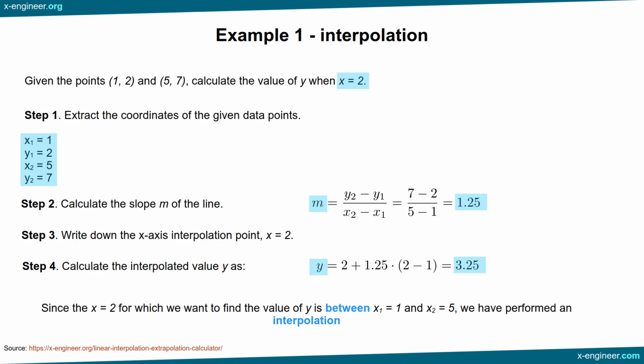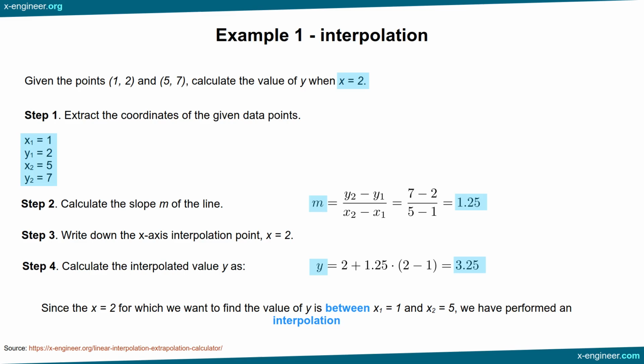Step 2. Now, we determine the slope of the line passing through these 2 points using the formula, m equals y2 minus y1 divided by x2 minus x1. Substituting the values, we get, m equals 7 minus 2 divided by 5 minus 1 equals 1.25.